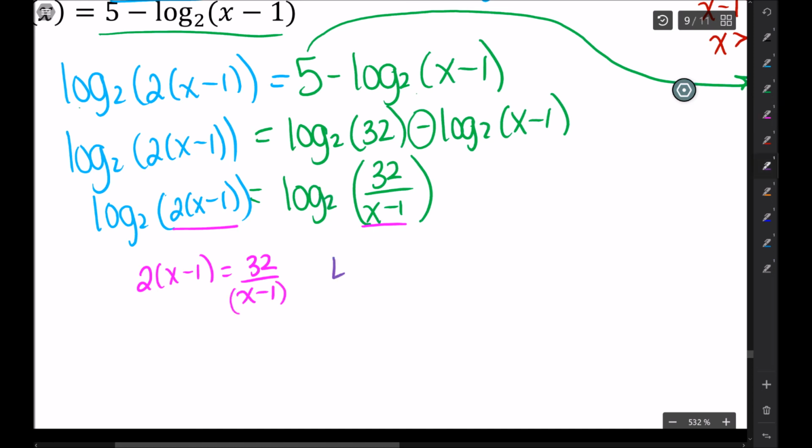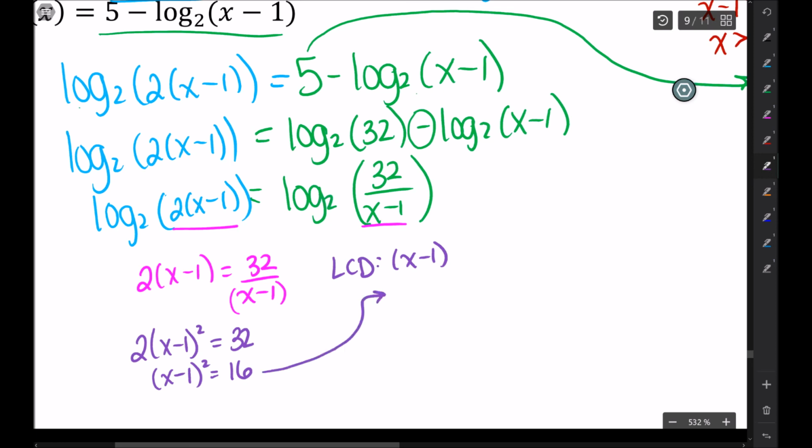Now I know that my LCD is going to be x minus 1, so I'm going to multiply both sides by x minus 1. So what ends up happening is I end up getting 2 times x minus 1 squared, because when I multiply this side by x minus 1, I've got 2 sets of x minus 1. And then on this side, the x minus 1s will cancel, so I get equals 32. Okay? So then I'm going to divide both sides by 2, so I get x minus 1 squared equals 16, which means that x minus 1 is equal to plus or minus 4. Okay? So if that's the case, that means x equals 1 plus or minus 4.